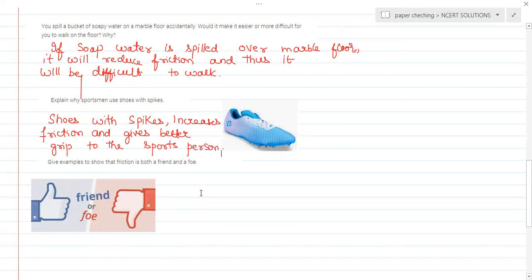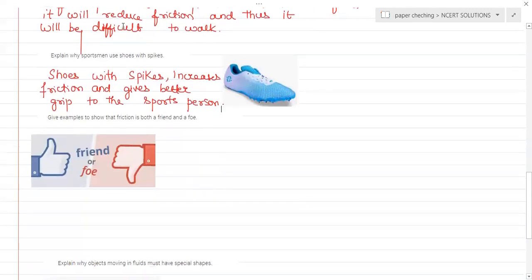Give example to show that friction is both a friend and a foe. This is a very important question. Rather, I could say it is the summary of the chapter in totality. Friction is both useful and sometimes unnecessary as well. So let's write it as advantages and disadvantages. You can increase or decrease the number of points as per the marks of the question. So, advantages of friction.